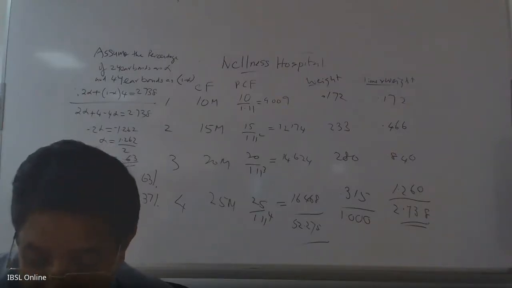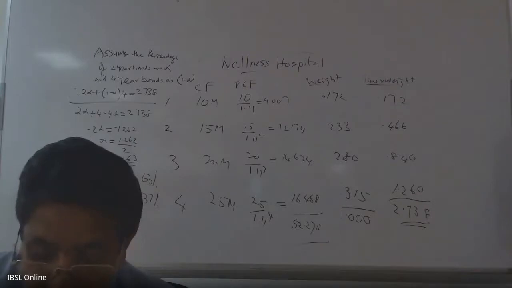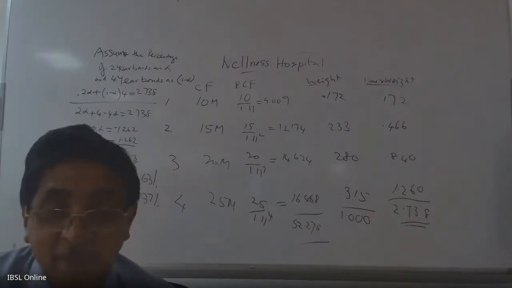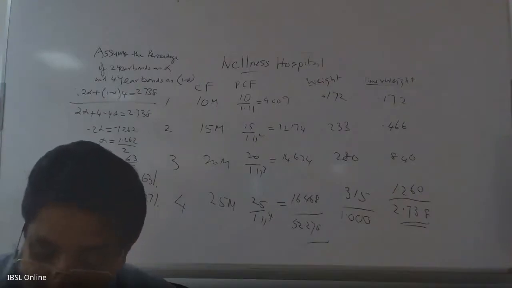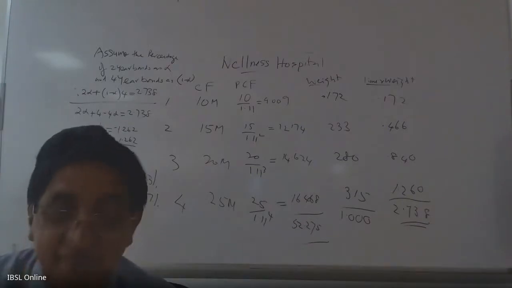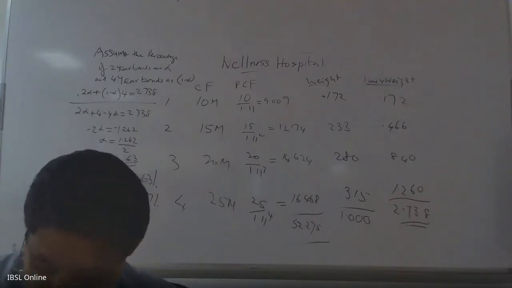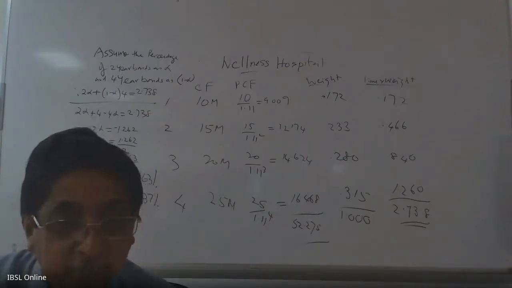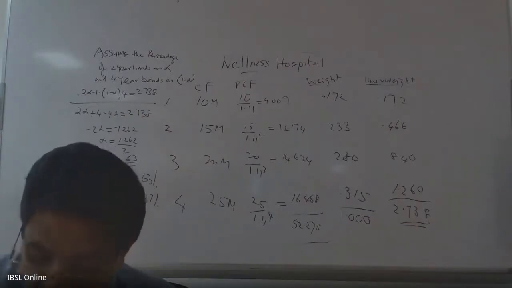So then again, we can calculate the convexity also. The only difference is you need to multiply the weights with the time squared. So the first one would be 1 into 0.063, the same. Then 4 into 0.057. Then in the third one, time is 3 and time squared is 9, so 9 into 0.051.